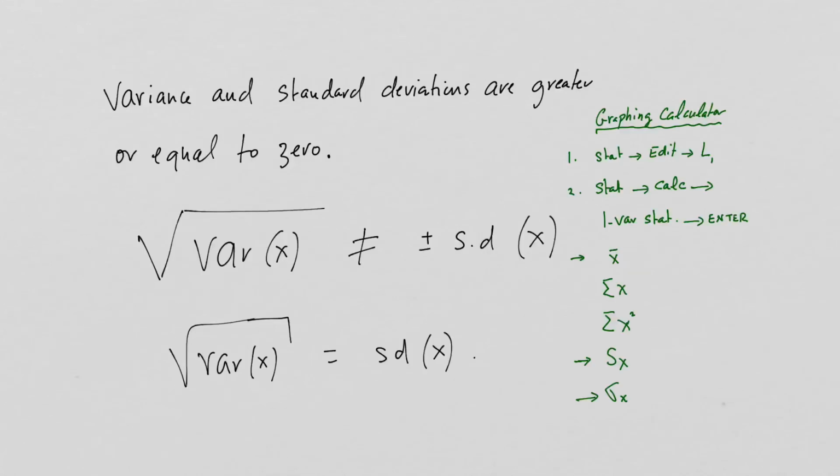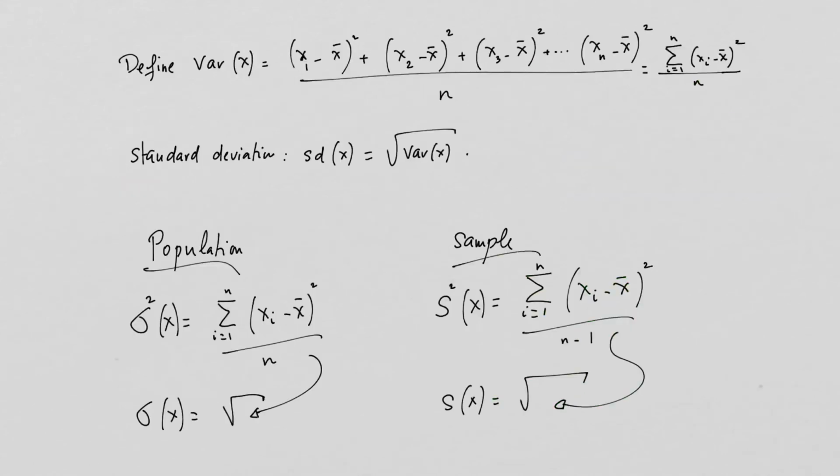So that takes me to the last idea. First, recognize that both the variance and the standard deviation are always greater than or equal to 0. Why? Because the variance is the sum of terms that are either positive or 0, plus positive or 0, plus positive or 0. This is positive or 0. Divide by n, it's still positive or 0. Okay? So there is no question about the variance.